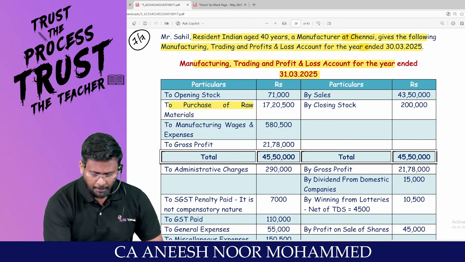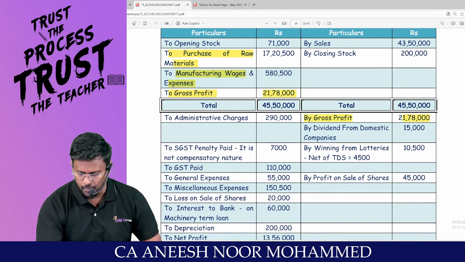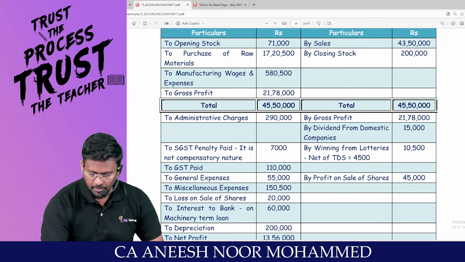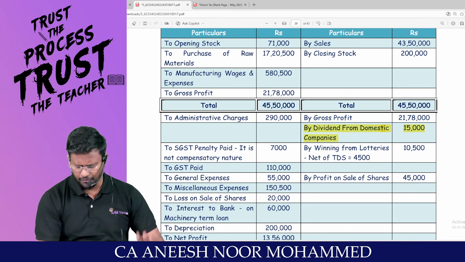Opening stock given, purchase of raw material, manufacturing wages and expense, gross profit, normal item only, gross profit. From here only, impurities: dividend from domestic company. Sir, dividend should be taxable under IFOS, so deduct it from PGBP and include it under IFOS.